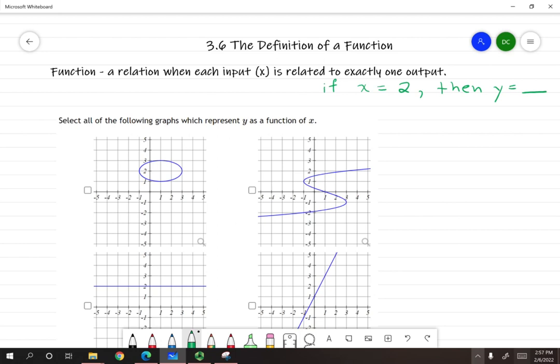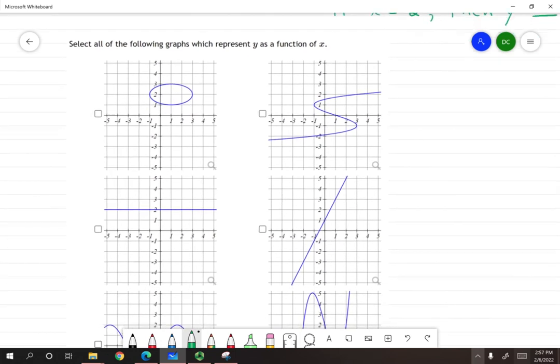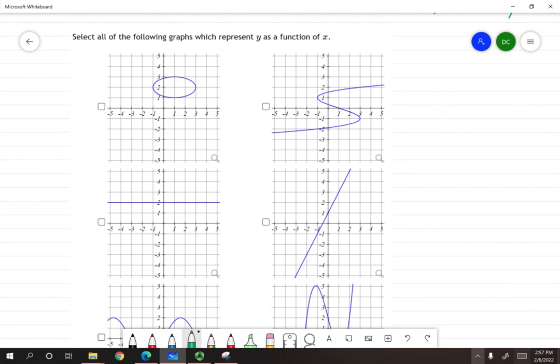So you're going to be given a lot of graphs in this particular section where you have to say whether or not the following graphs represent y as a function of x. There is something called the vertical line test. The vertical line test says that if I draw a bunch of vertical lines through my graph, and it touches more than one point in the graph, then that means it is not considered a function.